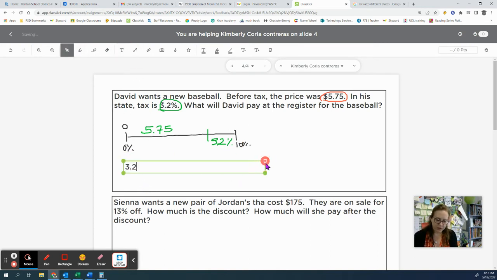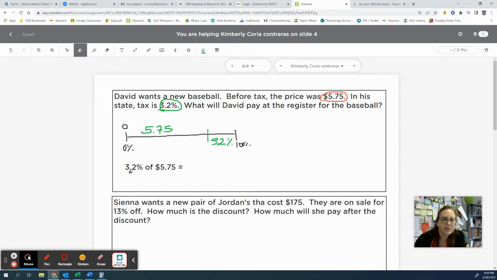So we need to find out what 3.2% of $5.75 is. That's what we're trying to find at this point. So we have to convert our percent into a decimal, which means we divide it by 100. So we move the decimal point over 2 places. And we are going to multiply 0.032 because the word of means to multiply.